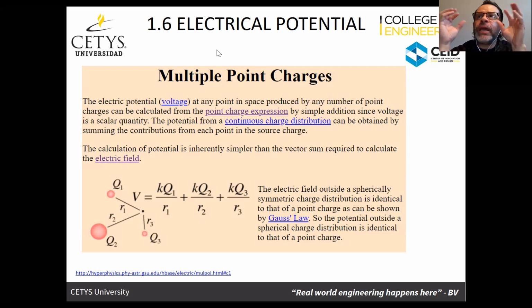So if we have positive charges, the positive charges are going to contribute a positive potential, and the negative charges are going to contribute a negative potential. Since these are scalars, it's literally an arithmetic operation, with the positives having a positive sign and the negatives having a negative sign. Or in other words, the positive charges are going to contribute the energy, and the negative charges are going to take that away. Okay. And so let's look at an example of that.